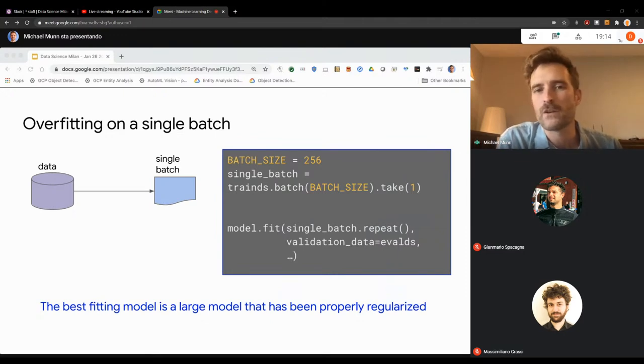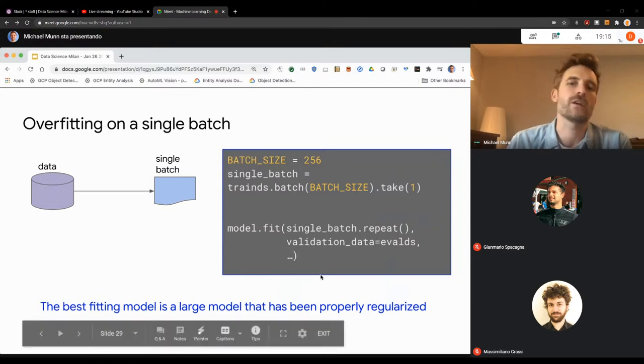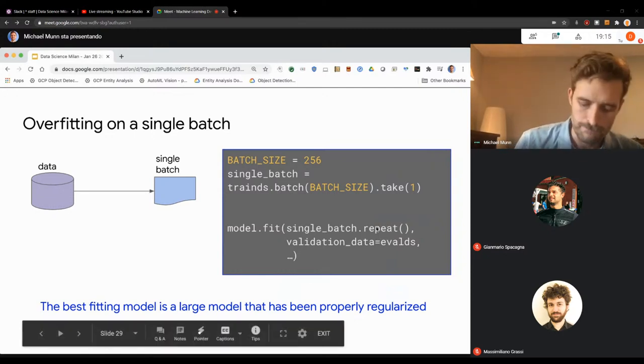The code snippet here just shows you that first aspect, overfitting on a single batch, using the dataset API in TensorFlow and building Keras models. It's pretty straightforward to do. Again, that code is on the repo if you want to run through an example and see how it actually looks in practice. You're just pulling out a single batch and then repeating over that batch as you train.